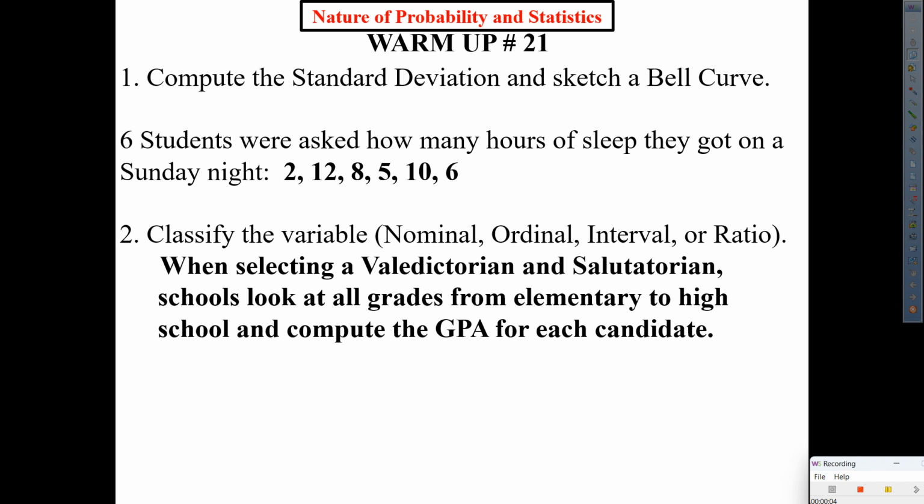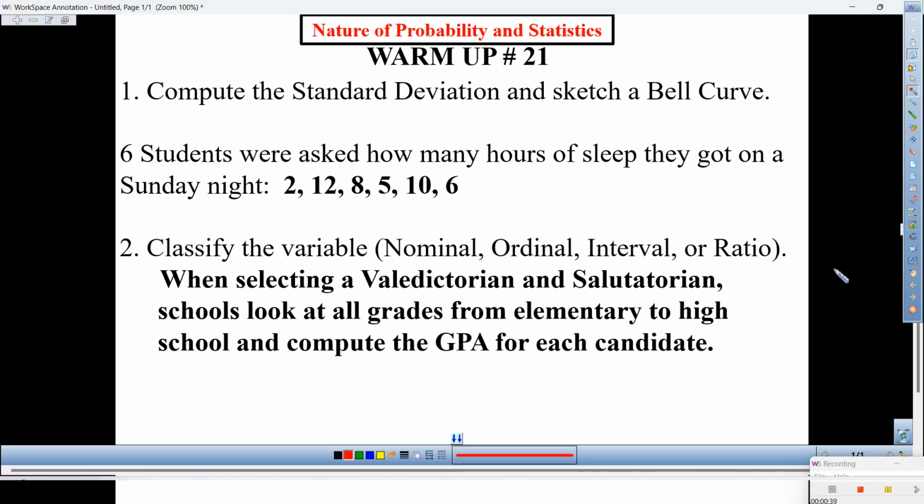Give some time for that. Copy and go. Okay. So, I think we got it, yes? Conclusion for number one. Tell your neighbor a conclusion for number one. 6 students were asked how many hours of sleep they got on Sunday night. What's your conclusion from your bell curve and your data? Tell your neighbor, please. See if they agree.